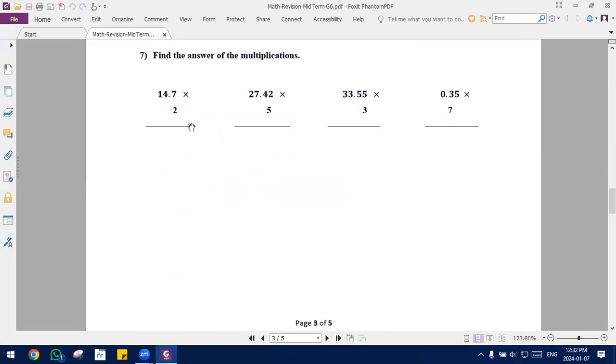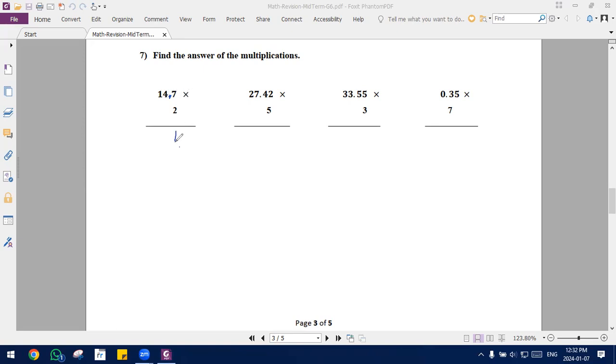Okay. Find the answer of the multiplication. This is the column method. So here we have a decimal. We know how to multiply, but here there's a decimal. So is it hard? Actually, we ignore the decimal point. We don't see it at all. So we say 147 times 2. Okay, we multiply by 2.